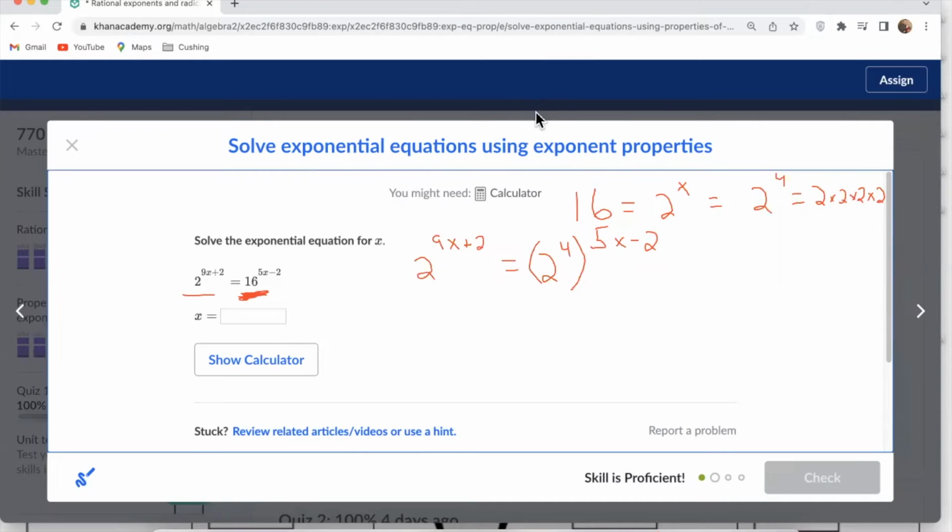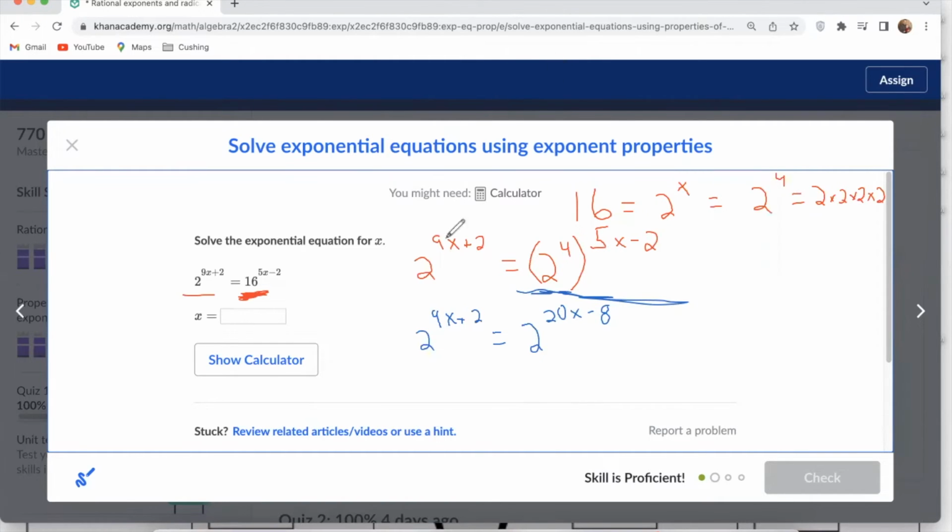So now what I'm going to do first is simplify this expression here, because I can multiply the 4 times the 5x minus 2. So on the left side, I have 2 to the 9x plus 2, same thing. And on the right, I'm just distributing the 4 to the 5x minus 2. That's going to give me 20x minus 8. 5x times 4 is 20x. Negative 2 times 4 is negative 8.